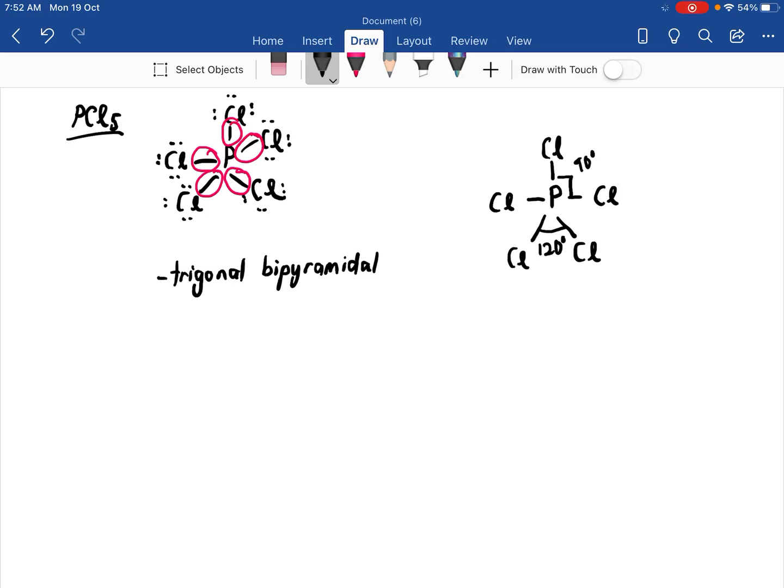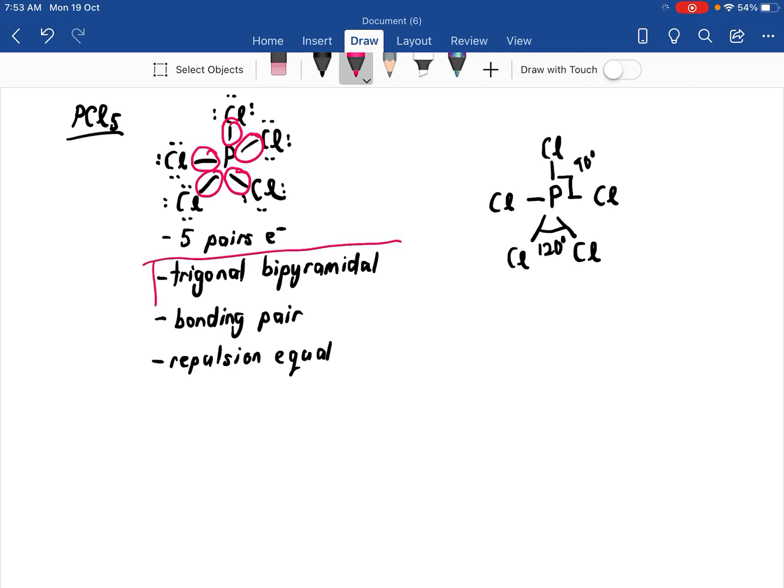Alright. So if you look at all 5 electron pairs, they are bonding electrons. We have 5 pairs of electrons, and all 5 pairs are bonding pairs. So the repulsion is equal. Therefore, both the electron arrangement and molecular geometry are trigonal bipyramidal.